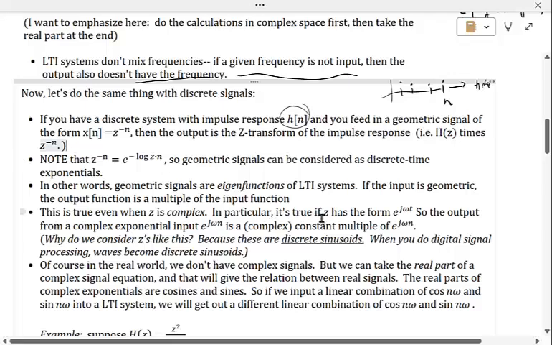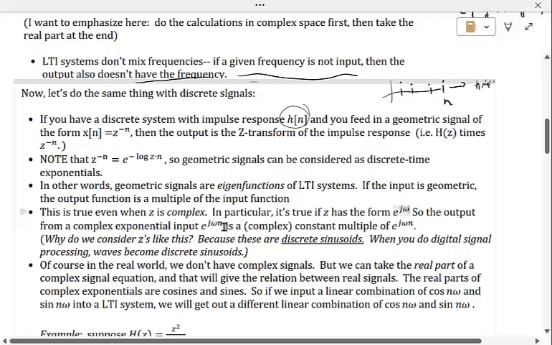In particular, if z has the form e to the j omega. I shouldn't have the t there. E to the j omega. So the output from a complex exponential input, e to the j omega n, or I could say e to the minus j omega n, it doesn't really matter, is going to be a complex constant multiple times e to the j omega n.